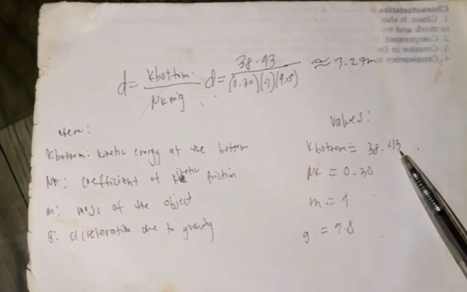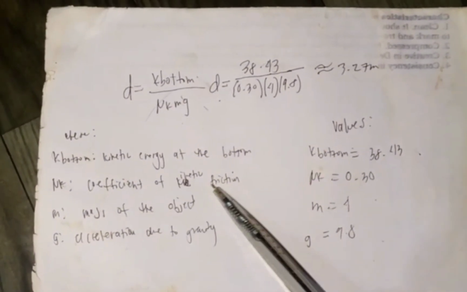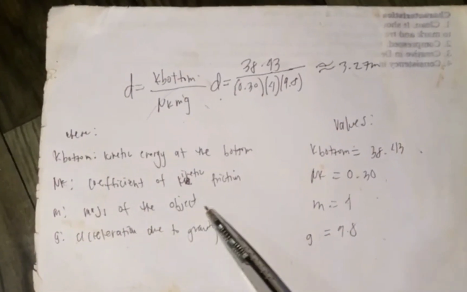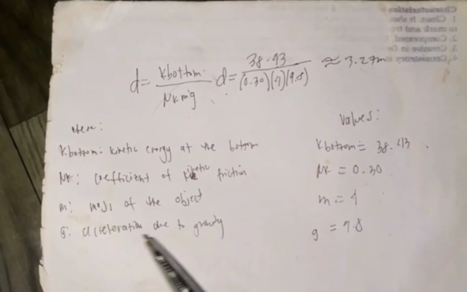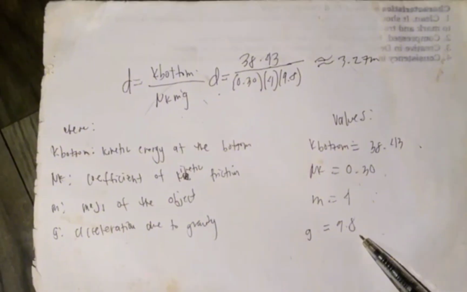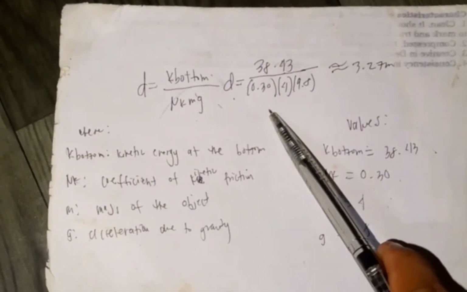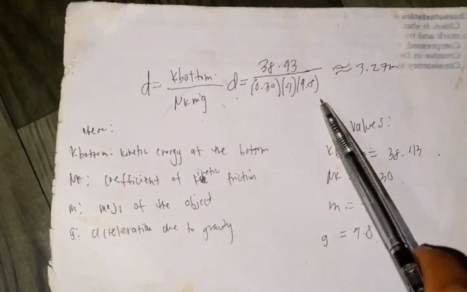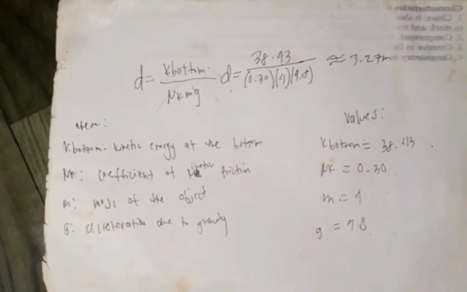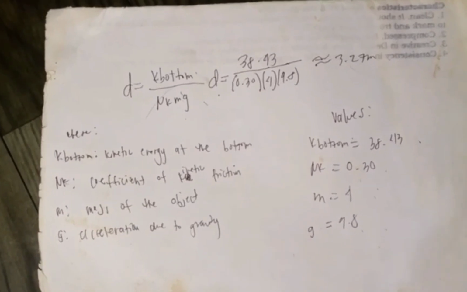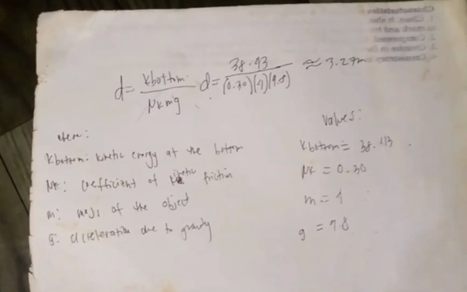It was already calculated in letter C. The coefficient of kinetic friction is 0.30, which is given. The mass of the object is 4, which is given. The acceleration due to gravity is 9.8. So 38.43 over 0.30 times 4 times 9.8 is approximately 3.27 meters. Thus, the distance the object slides on the rough horizontal surface until it stops is approximately 3.27 meters.